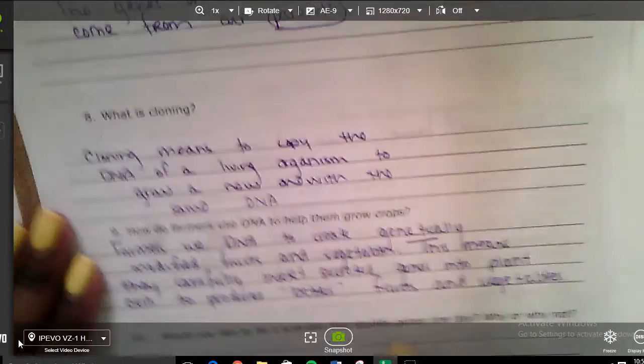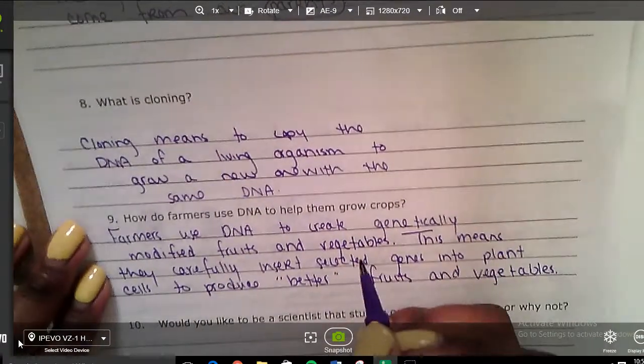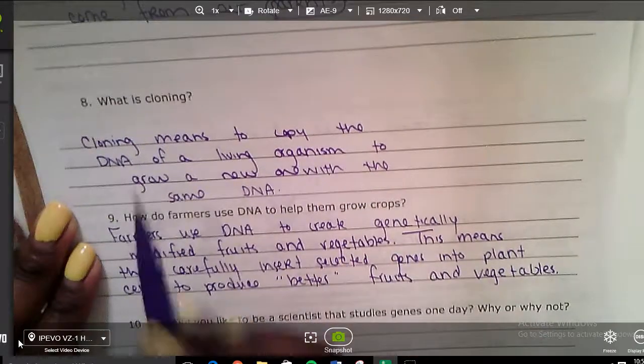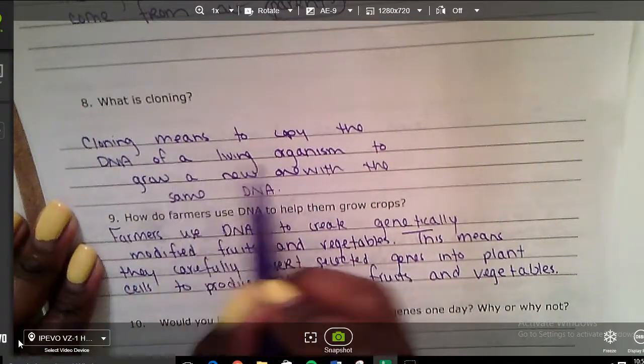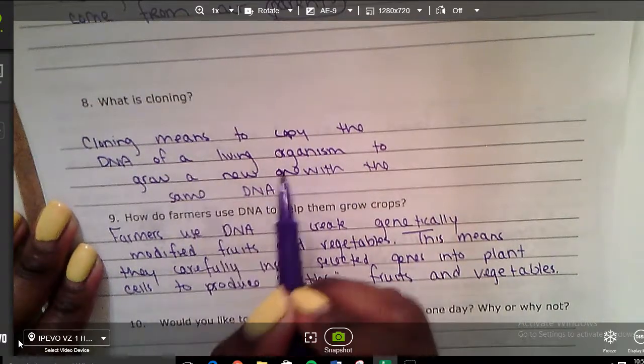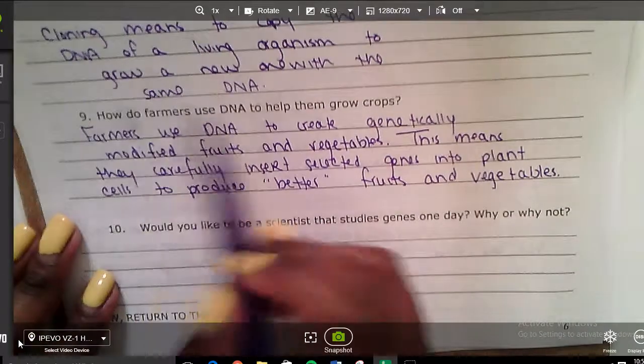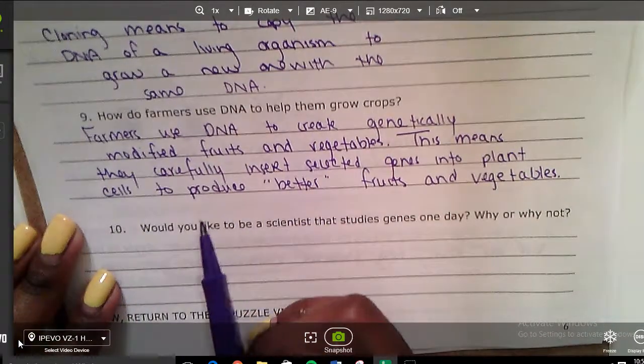What is cloning? And this is stuff that's actually going on today. It sounds super futuristic, but scientists are cloning in labs every single day. Because cloning just means to copy the DNA of a living organism to grow a new one with the same DNA. And number 9, how do farmers use DNA to help them grow crops?